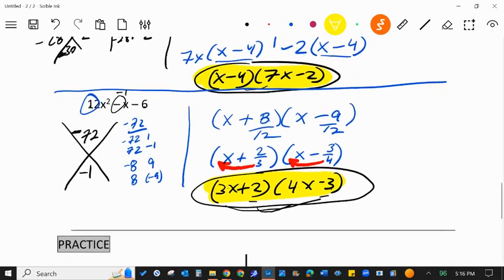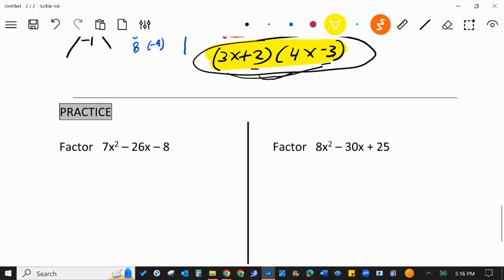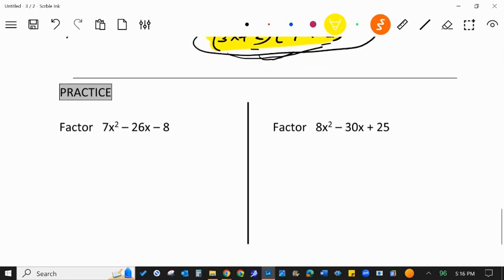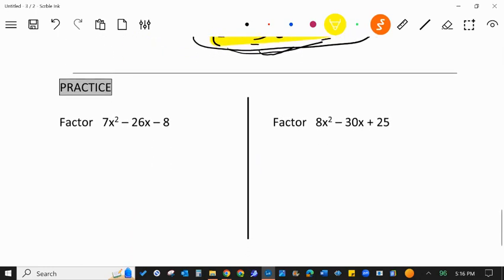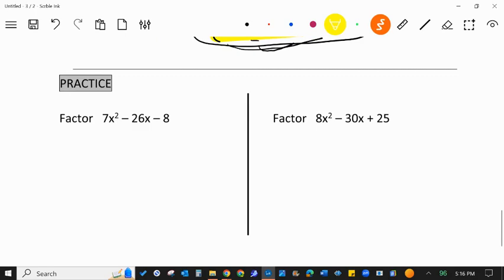There are 2 at the bottom, one that has a negative for the third number and one that has a positive. Go ahead and pause the video, do those, and then come on back and see if you get them right.